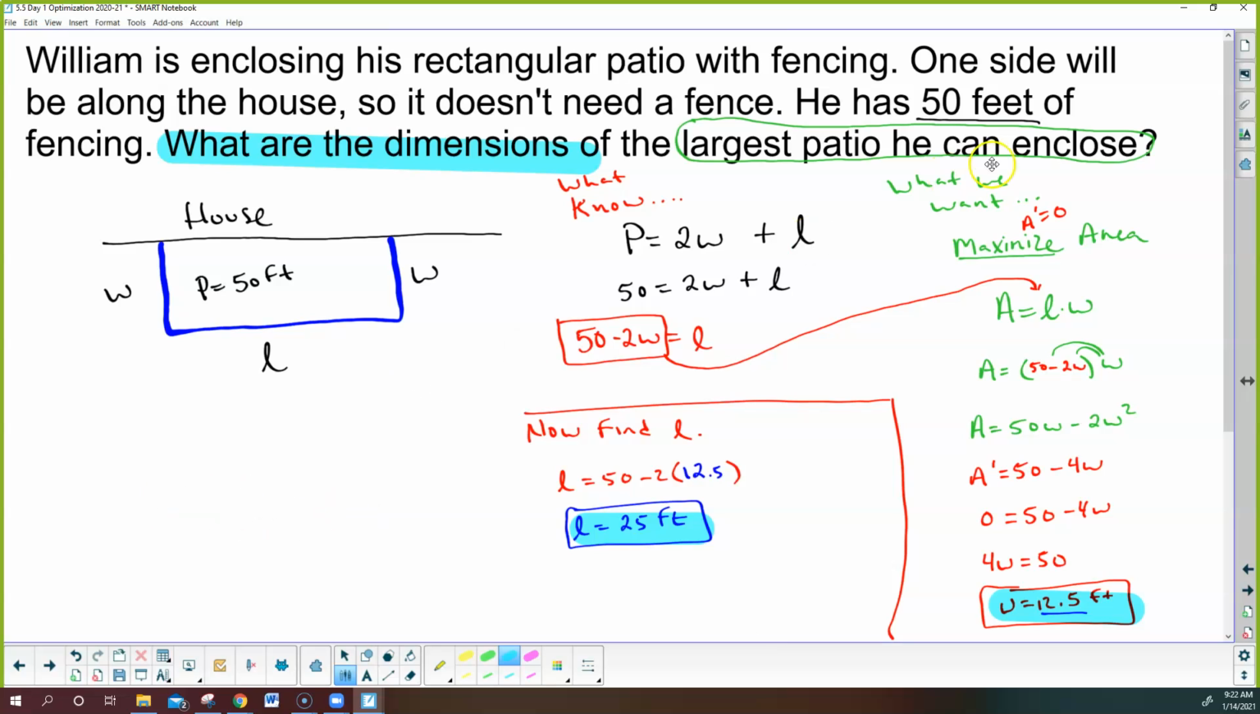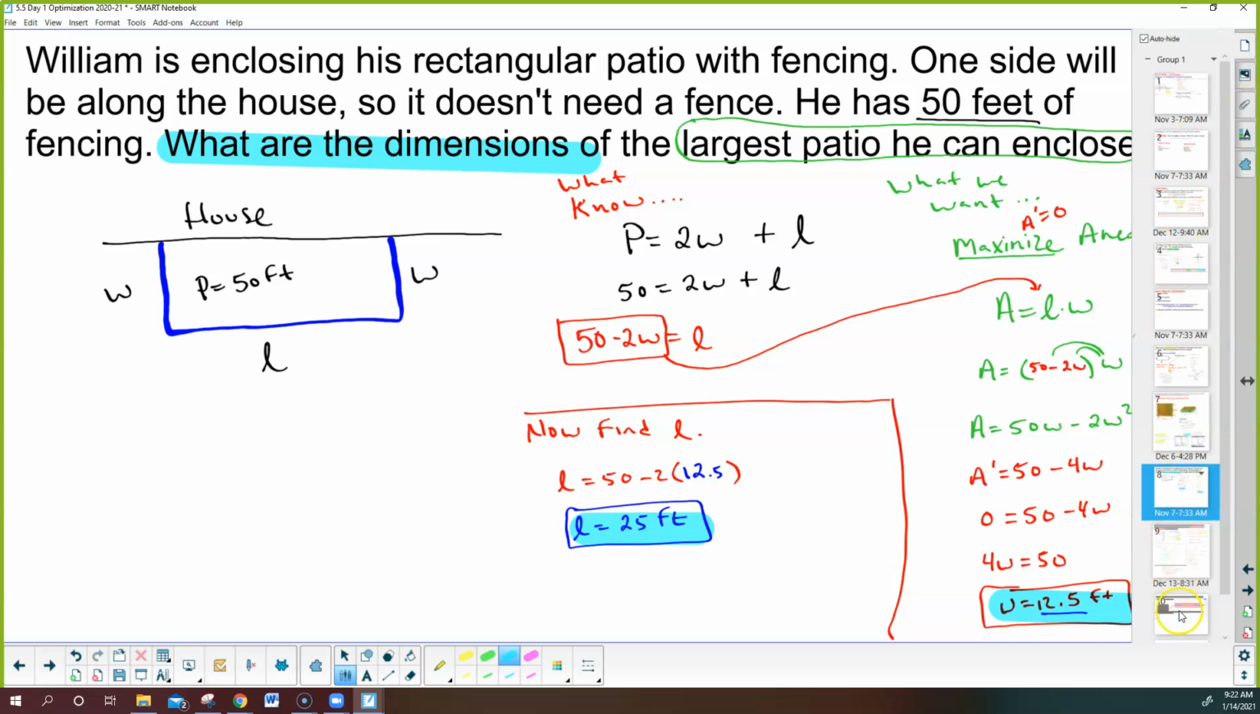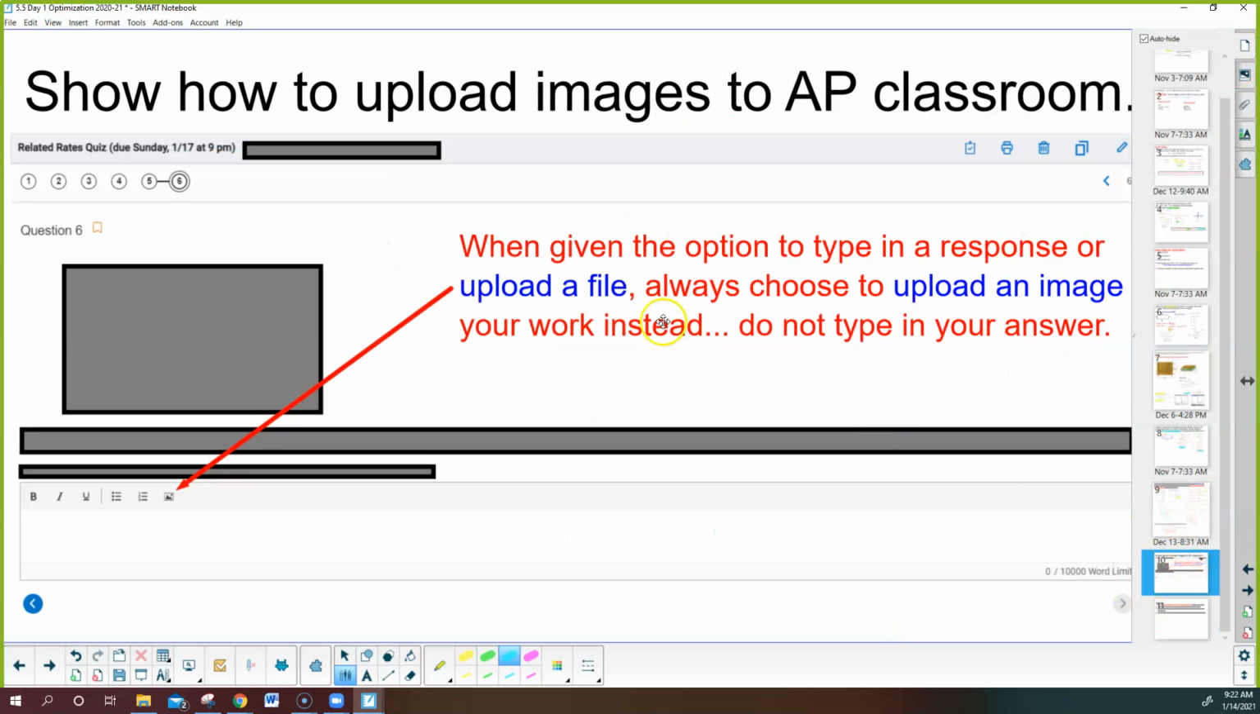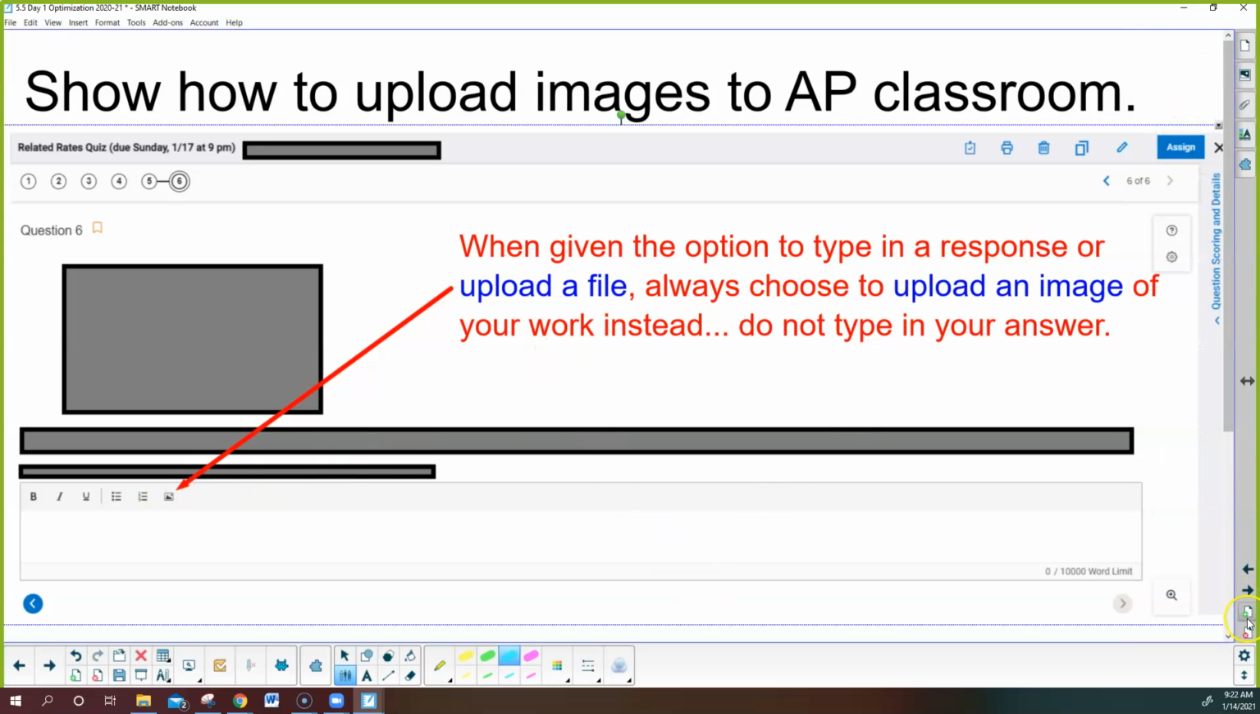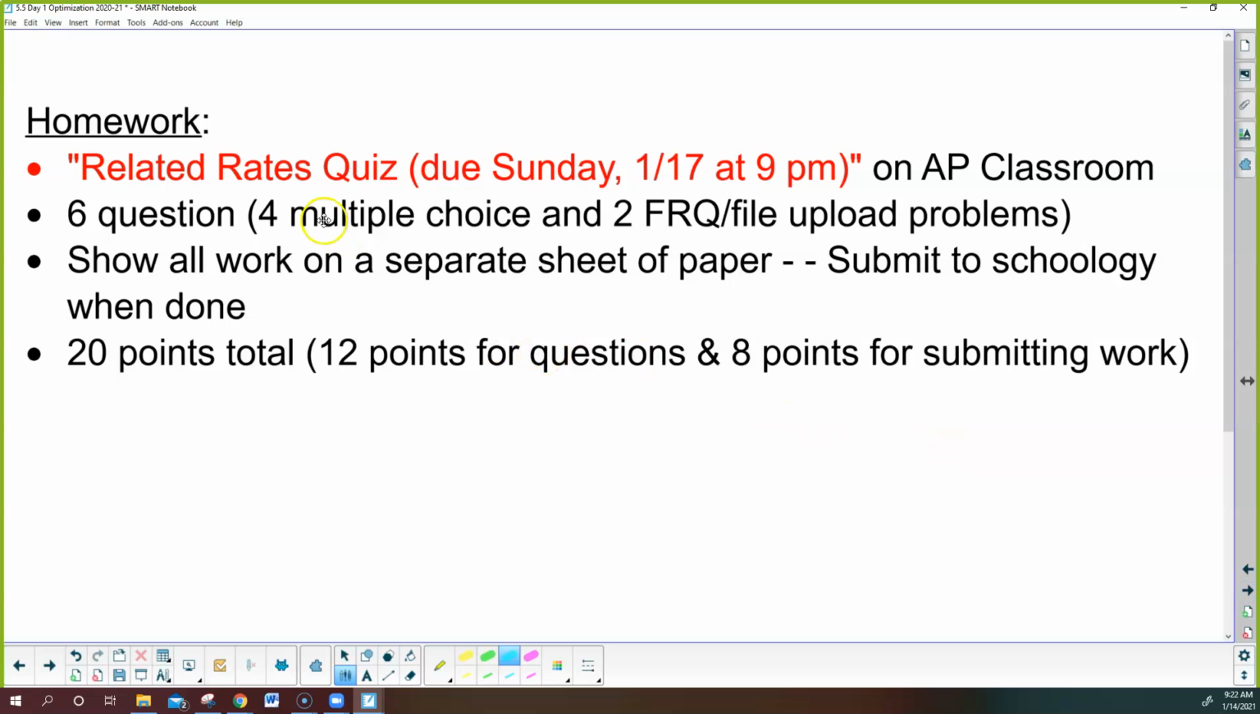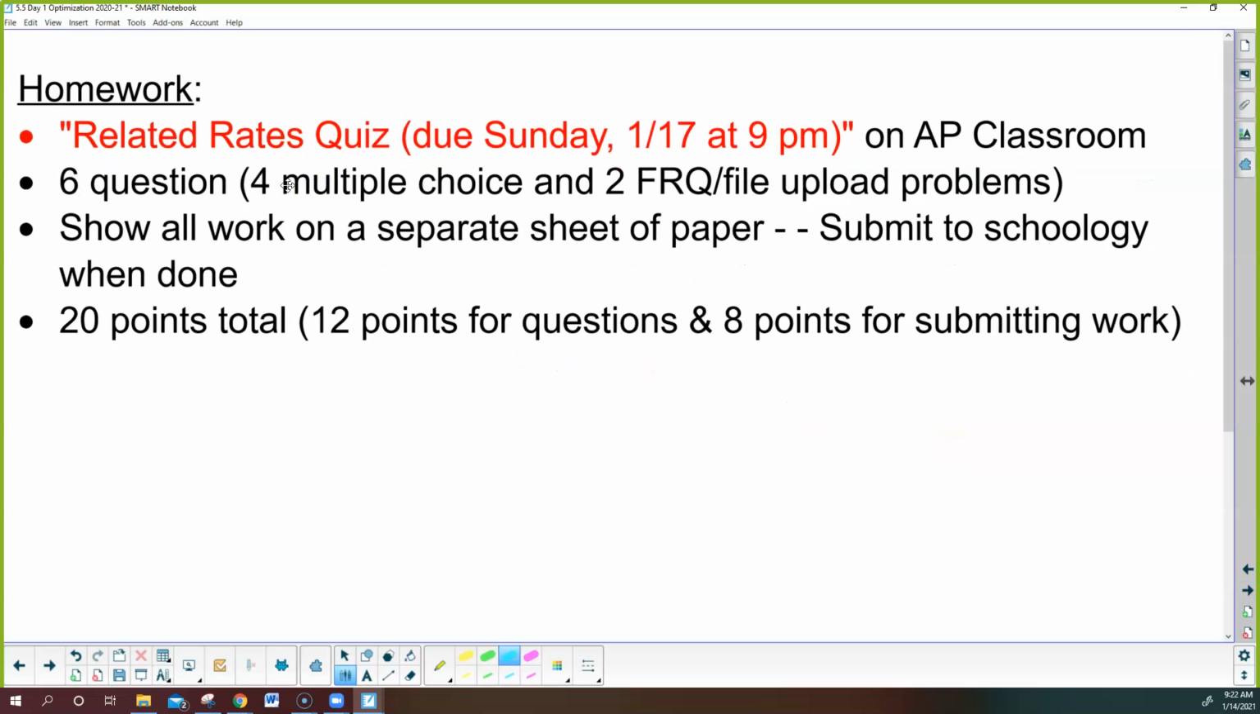Okay, so I want to make sure you get this last piece here. We already talked about how to upload the images for AP Classroom, and that has to do with your homework tonight. So please make sure you are understanding this very carefully right now. We are not going to do any homework on optimization. What we just learned here, we're not going to do homework on it, mostly because all it is taking the derivative and set it equal to 0. You've done that a lot. We are going to see problems like this third trimester, so we'll have to review it then anyways.